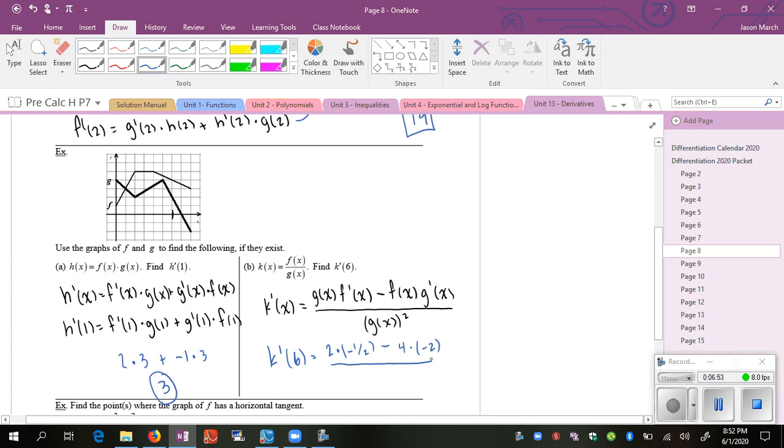g of 6 is 2, squared is 4. So if I simplify all this, in the denominator we have 4. And then in the numerator we have 2 times negative half, which is negative 1, minus 4 times negative 2. So that's really plus 8. So negative 1 plus 8, which is 7 over 4.